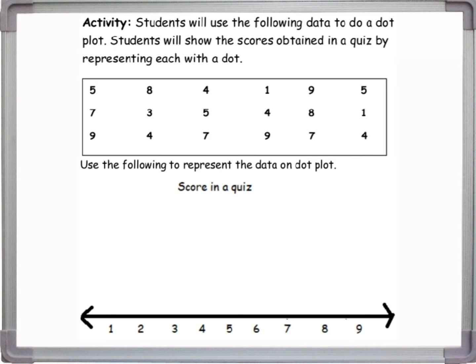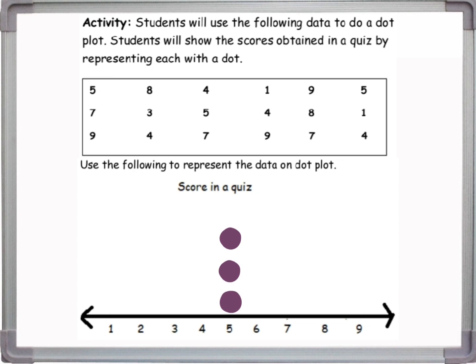So let's count it. 1, 2, 3. So we have 3 5s. That means that 3 students score a 5 on the quiz. So to represent it on the dot plot, we are going to draw 3 dots on the number 5. And we will draw it like this, one on top of the other. So we stack them up.